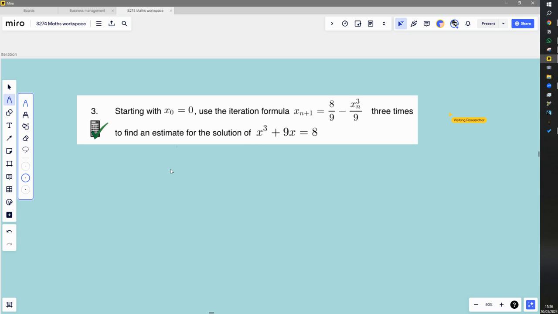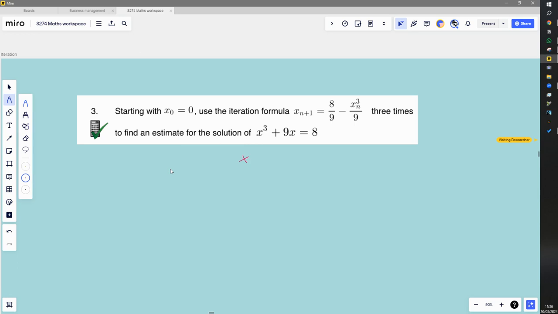What it does, if we have a look at this one up here, for example, then this is a rearrangement of this one here. Only they've got these subscripts. I'll explain the subscripts in a moment. This n and n plus 1. So if I were to make 9x the subject, then what I would do is minus 8 and then minus 9x from both sides.